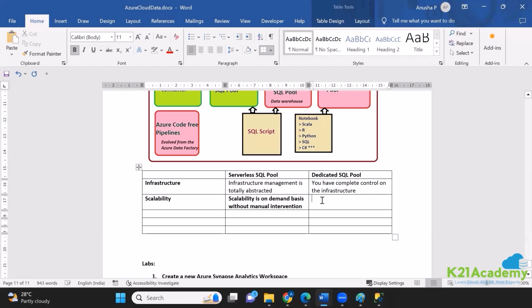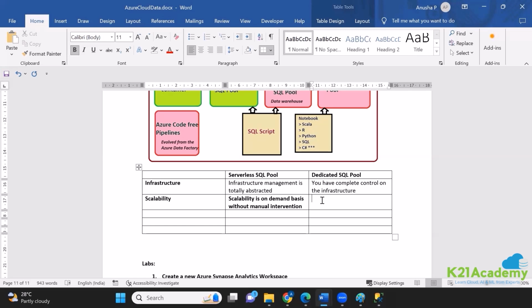However, when it comes to dedicated SQL pool, here you have a fixed amount of servers that you are going to deploy. Whether you want to add more servers, remove the existing servers, or increase or decrease the data warehouse unit, everything is possible, but you have to do this manually. If you opt for more servers but you're not really using all of them, you will still be charged, right? So you have to be very alert with respect to the configuration, because you have complete control over it as well as complete responsibility as well.